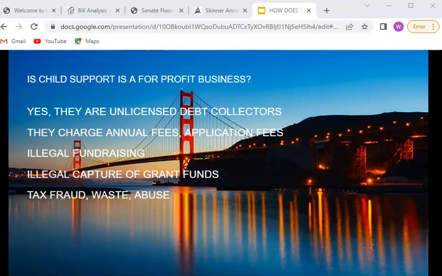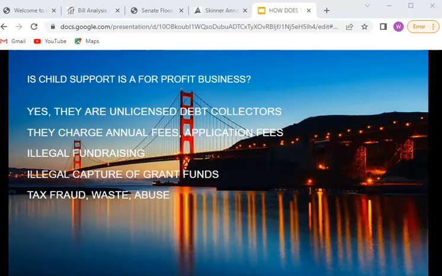Are they engaged in illegal fundraising? Yes. They're raising these funds under a grant program, similar to the Girl Scouts. The Girl Scouts sell cookies for their programs. We have the Child Support Agency, the county people, which is a county agency with the state government in California, and the courts fundraising to get these funds and sharing the residuals of these funds. So it's illegal fundraising. Illegal capture of grant funds, yeah, they're misleading the public. They're misleading the federal government by telling the federal government they're just raising grants.